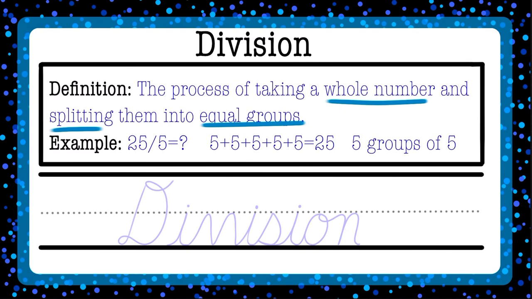So to do this, I'm going to use repeated addition, and I'm going to count by 5s until I hit 25. So I go 5, 10, 15, 20, 25. So it took me 5 groups of 5 to equal 25, which means 25 divided by 5 is 5. All right, let's go ahead and try to write the word now that we understand what it means.